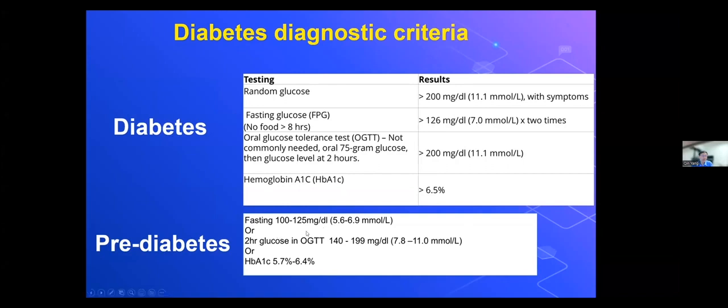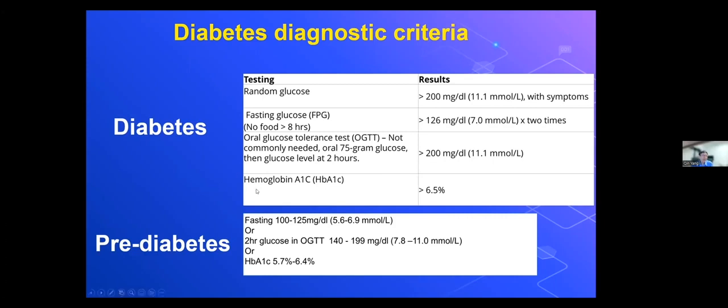Or if the sugars are mildly elevated, not to the extent of very high, meaning if your fasting sugar is between 100 to 125, or A1C between 5.7 to 6.4%, you meet the criteria of pre-diabetes.